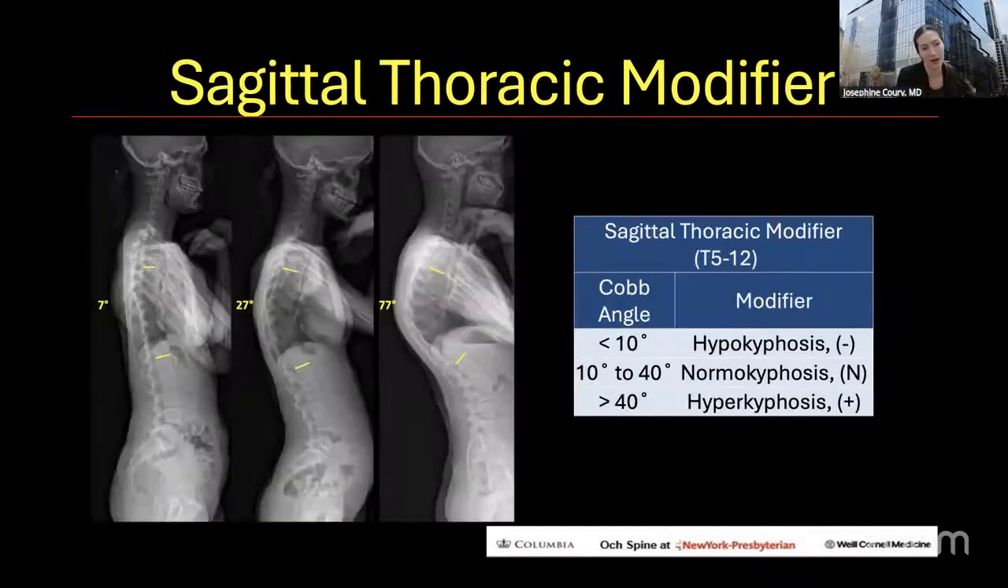The last modifier of the formal initial Lenke classification is the sagittal thoracic modifier, and this is measuring a patient's kyphosis. So on the left is a patient who is a minus, which means they're hypokyphotic. They only have 7 degrees of kyphosis. In the middle is normokyphosis, which is between 10 to 40 degrees. And on the right is hyperkyphosis, a patient who has over 40 degrees of kyphosis.